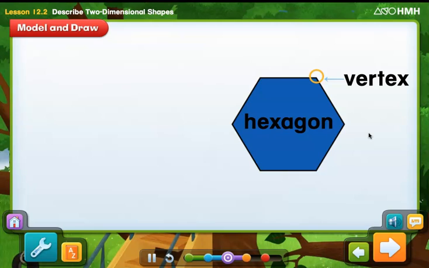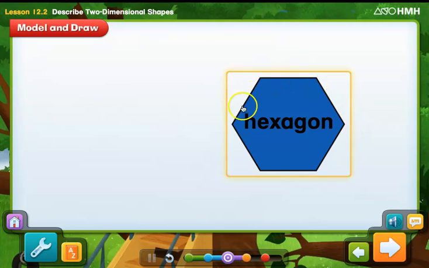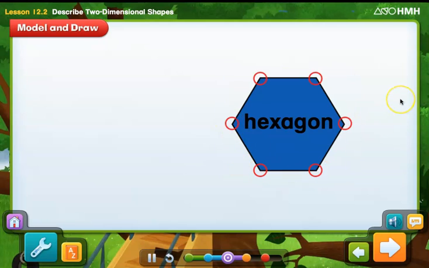A hexagon also has vertices or corners. How many vertices does a hexagon have? 1, 2, 3, 4, 5, 6. A hexagon has 6 vertices.